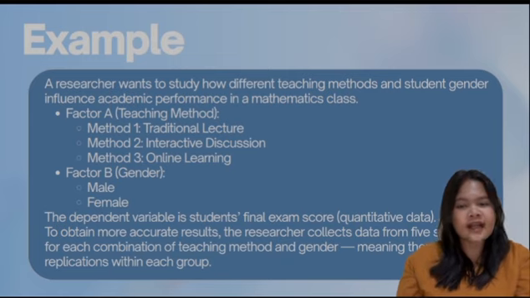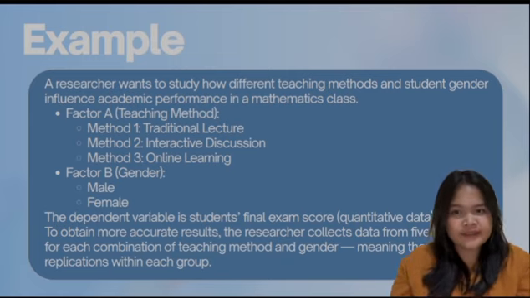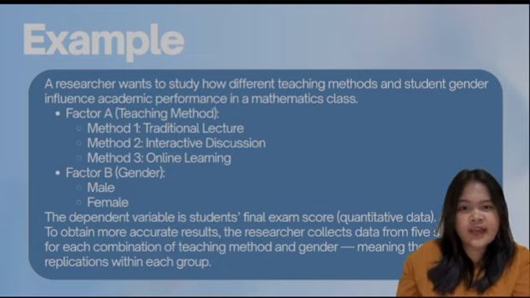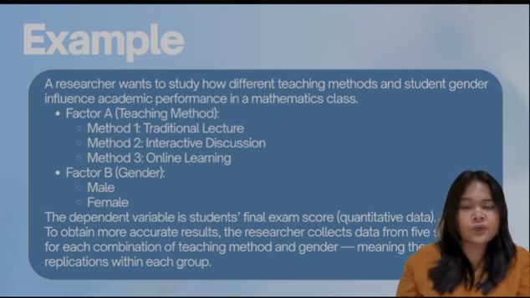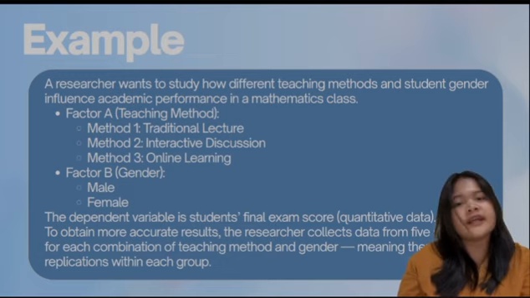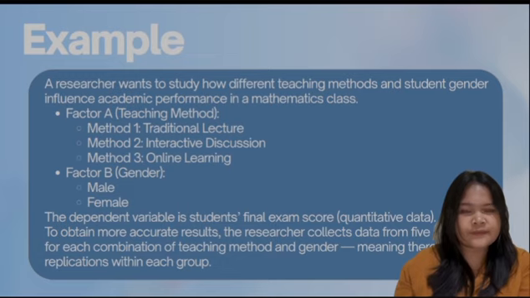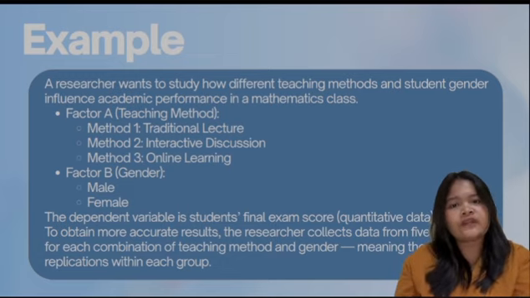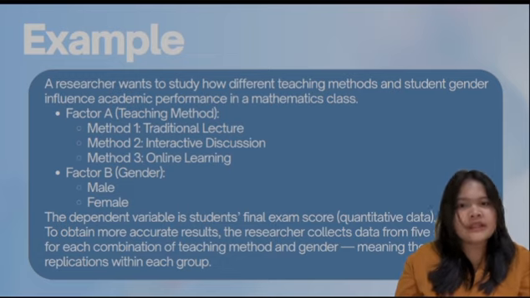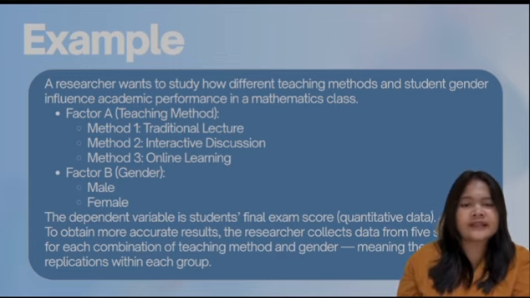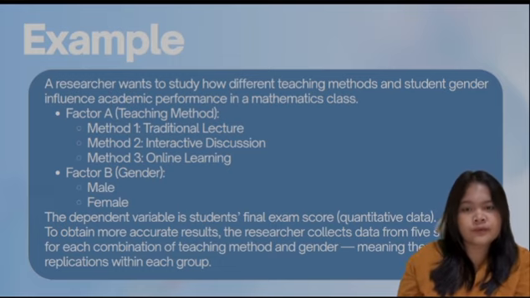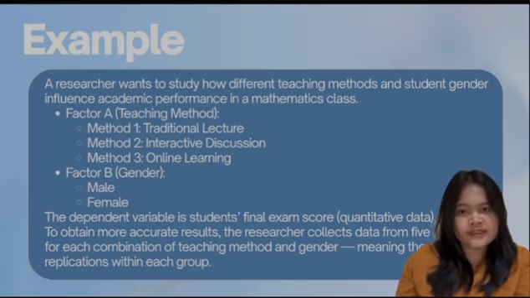Next is an example. Let's look at a practical example. A researcher wants to study how different teaching methods and student gender influence academic performance in mathematics. Factor A is teaching method with 3 levels: traditional lecture, interactive discussion, and online learning. Factor B is gender with 2 levels, male and female. The dependent variable is the student final exam scores. To increase accuracy, the researchers collect data from 5 students in each group, meaning there are replications.